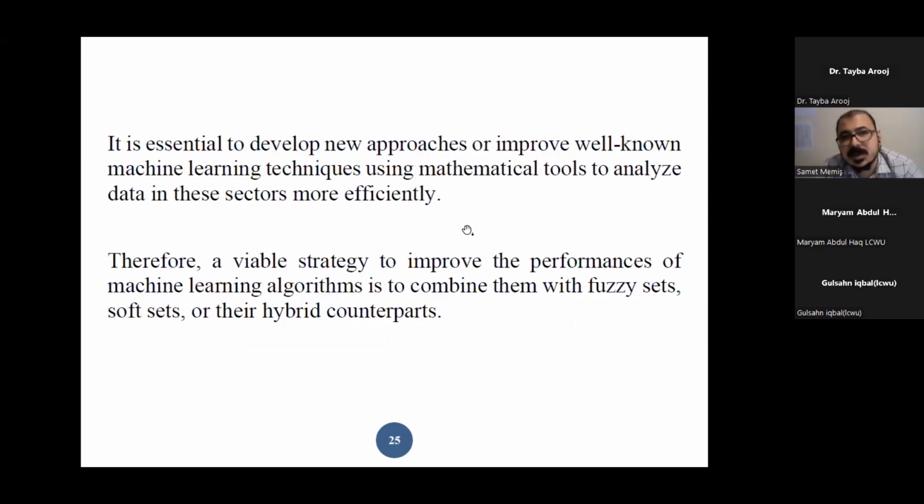It is essential to develop new approaches or improve well-known machine learning techniques using mathematical tools to analyze data in these sectors more efficiently. Therefore, a viable strategy to improve the performance of machine learning algorithms is to combine them with fuzzy sets, soft sets, or their hybrid counterparts.